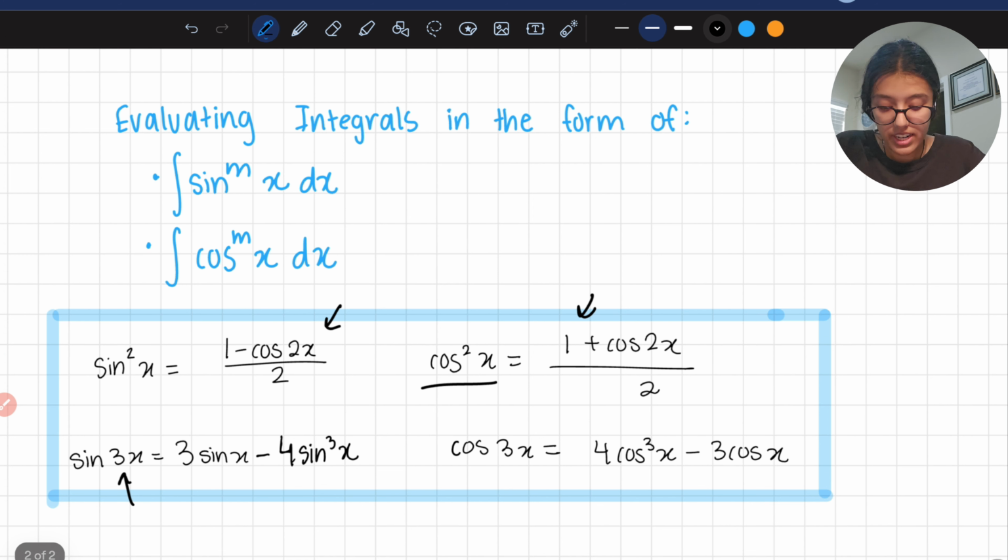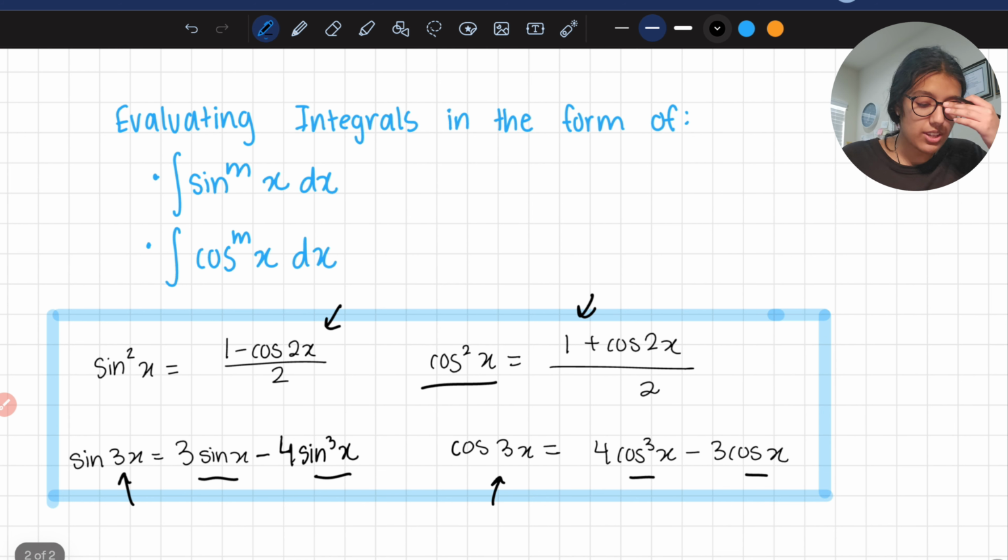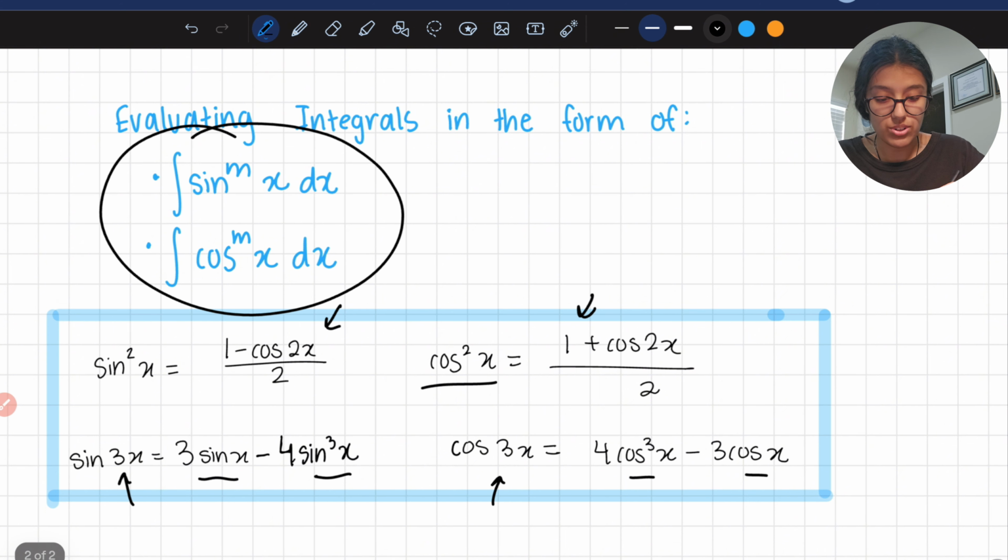So let's start with sine 3x. So we have sine 3x is equal to 3 sine x minus 4 sine cubed x. And cos 3x is equal to 4 cos cubed x minus 3 cos x. There isn't a really easy way to remember these. Just remember that sine 3x just has sine for both and cos 3x has cos for both. But other than that, you are going to need to remember which comes first, the cubed or no cubed. And it's just going to come into habit the more practice problems you do. So yeah, these are the four equations that are going to be super helpful in finding the integral of these.